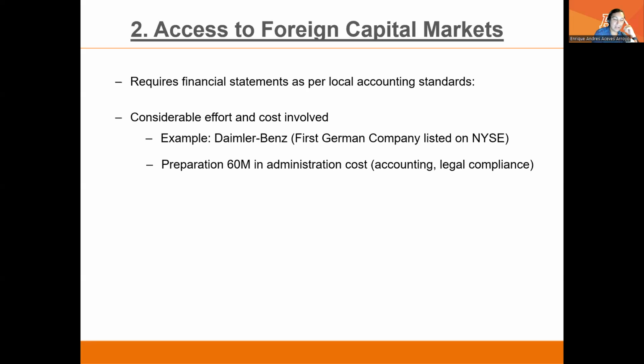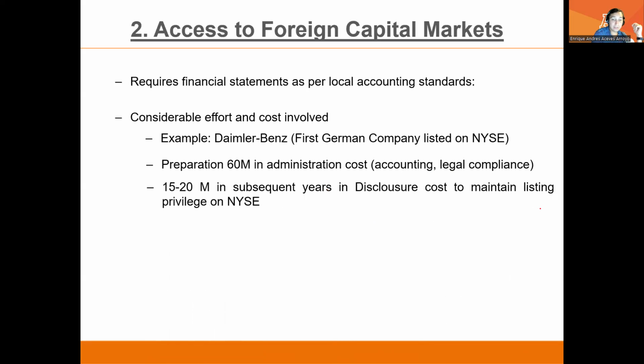because of the accounting team, the legal, the compliance, to comply with the SEC rules and convert their financial statements into the US GAAP. And it cost them 15 to 20 million in each subsequent year in disclosure costs to maintain their listing privilege on the New York Stock Exchange. So there's a lot of money being spent to be listed in a foreign capital market. The reason is that your accounting standards and records are different from the NYSE's.